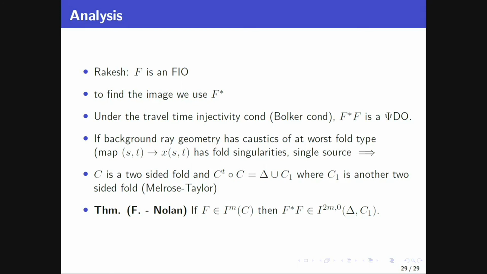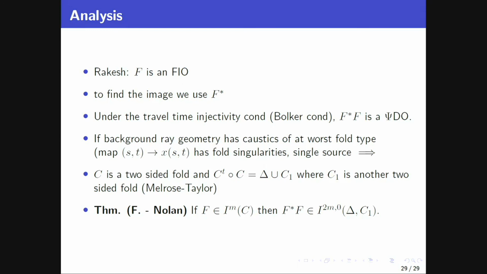So what does acoustic mean? We look at the map from the source, let's say a point source, and the time, to the subsurface point. If this map has fold singularities, then we have a fold caustic. Again, we're going to talk more about this in lecture 3. Fold singularities means folds like a parabola. Okay?